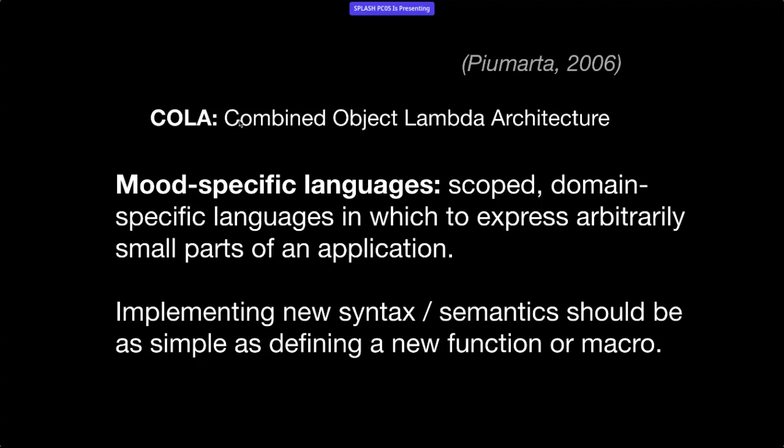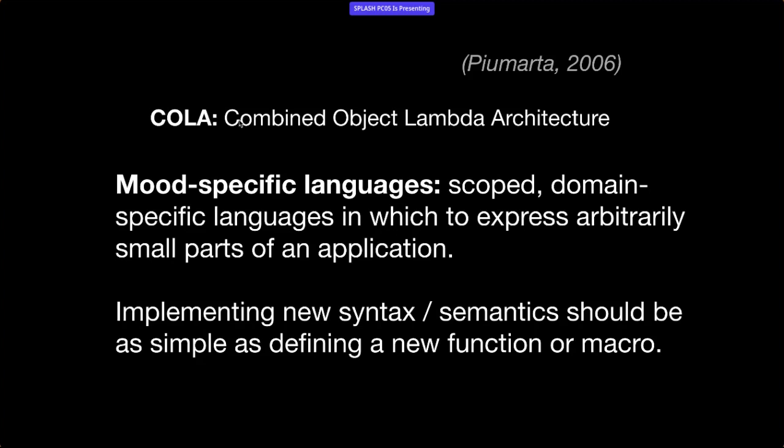Another thing that caught my eye in the Kohler paper was that it says one of the things that Kohler's supports is mood-specific languages, which are scoped, domain-specific languages in which to express arbitrarily small parts of an application. When I read this it was music to my ears. It goes on to say that implementing new syntax and semantics should be as simple as defining a new function or macro in a traditional language. And the paper claims that in Kohler's it really is that simple.